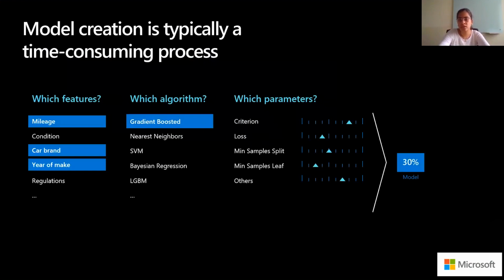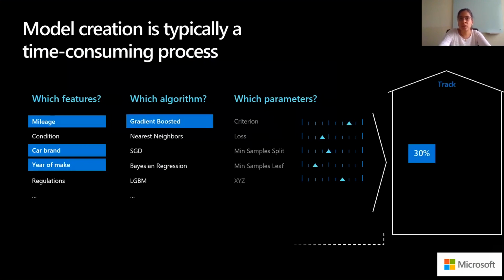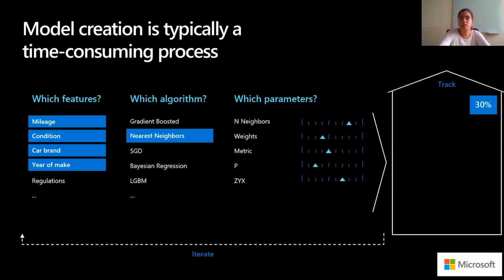So we arrive at a result of, say, 30%. Is this sufficient? Maybe not. So we'll have to look at all the other models that are available to us and choose the best one that gives us accurate results. So we iterate the whole process again, by choosing different features, different algorithms, and the hyperparameters corresponding to those.